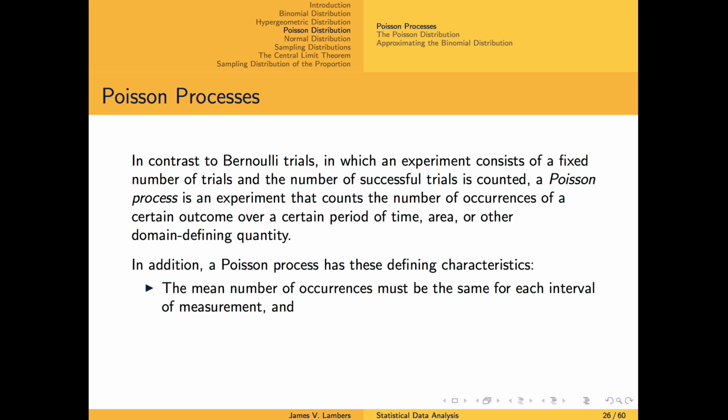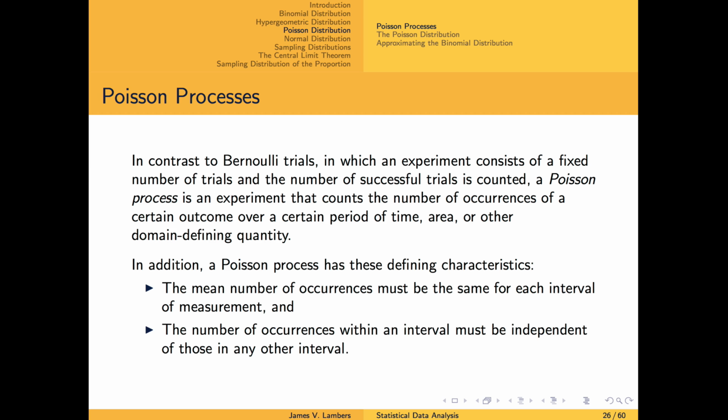Whatever domain we use, key characteristics of a Poisson process are that, number 1, the average number of occurrences, that is, successes or failures, within any subdomain is equal to that of any other subdomain of the same size. And number 2, the number of occurrences within any subdomain is independent of that in any other subdomain.